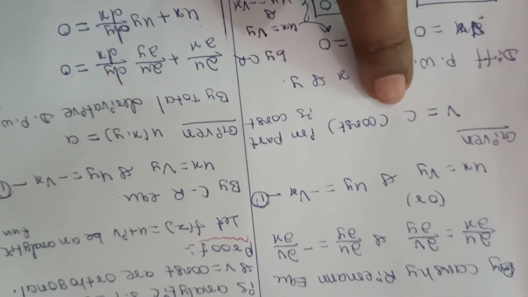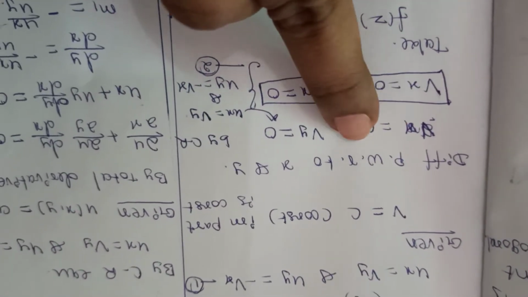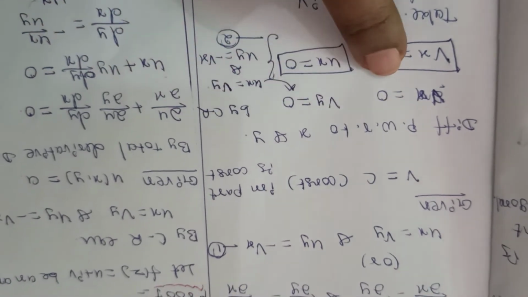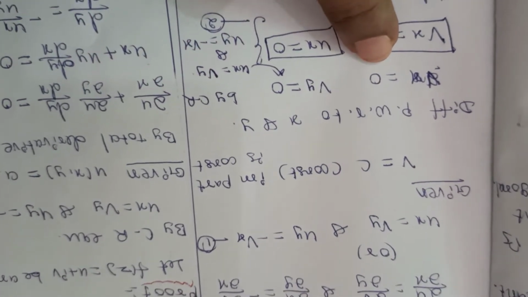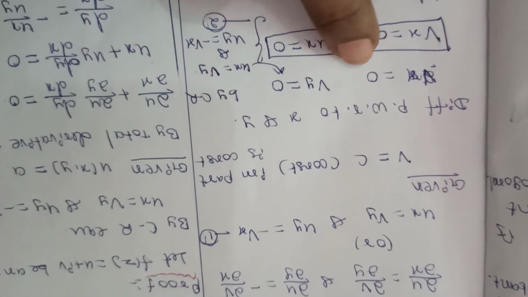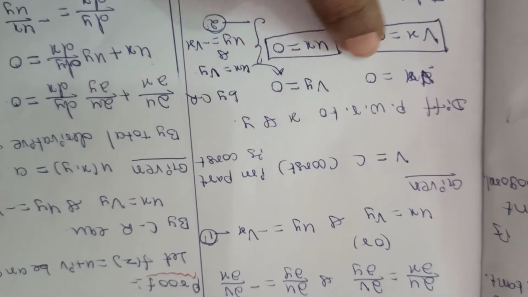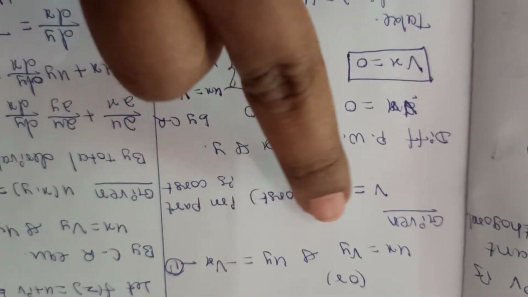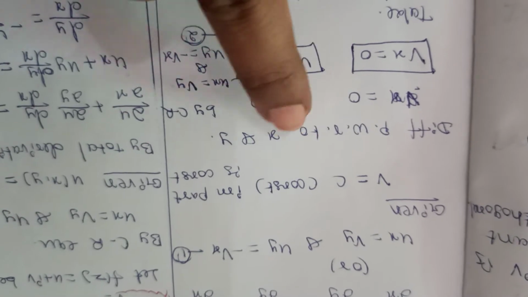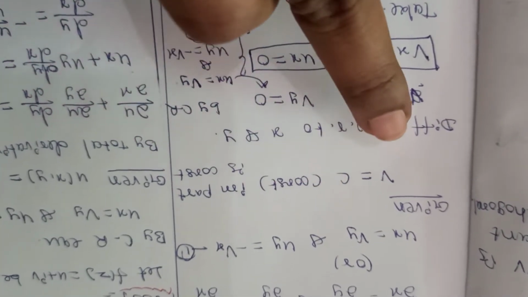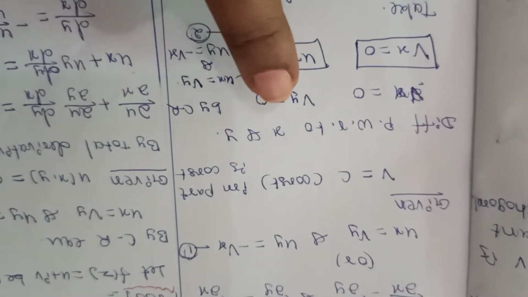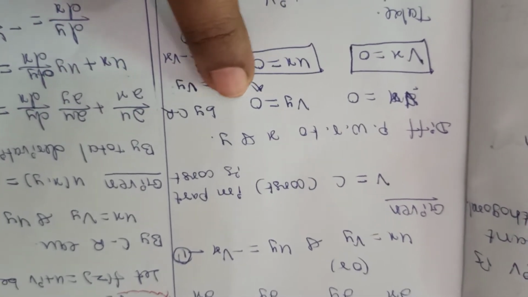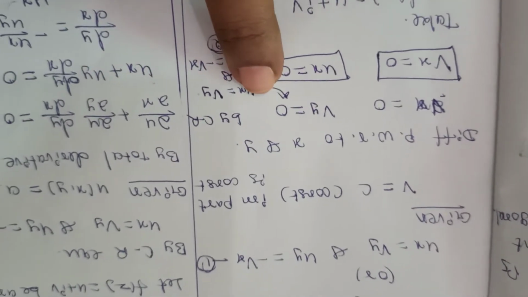Take this equation and differentiate partially with respect to x and y. First, differentiating with respect to x, vx equals the derivative of a constant, which becomes 0. Therefore vx = 0. Again, differentiating partially with respect to y, vy equals the derivative of a constant, which is 0. Therefore vy = 0.